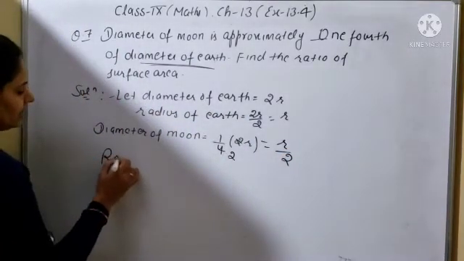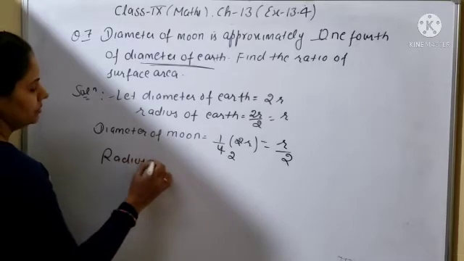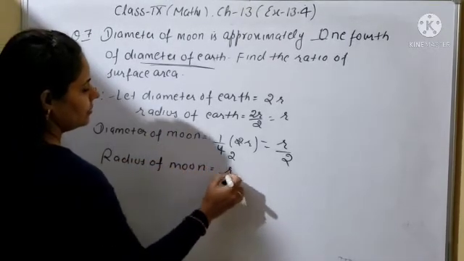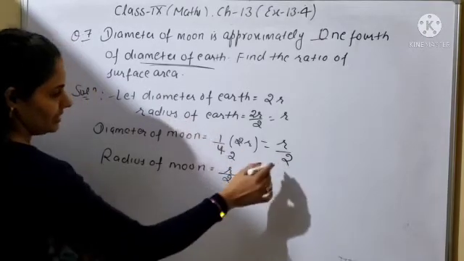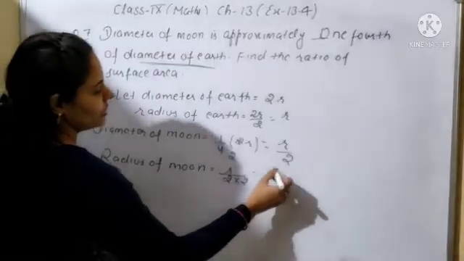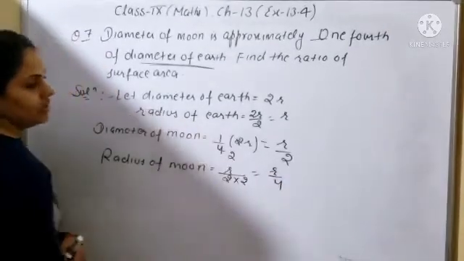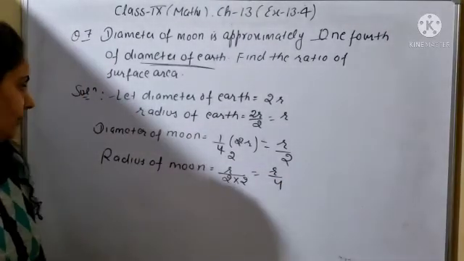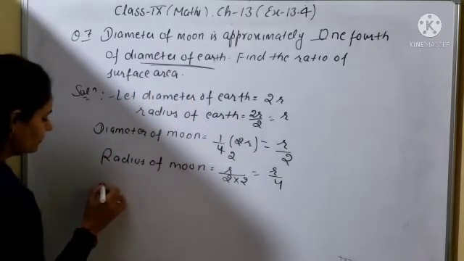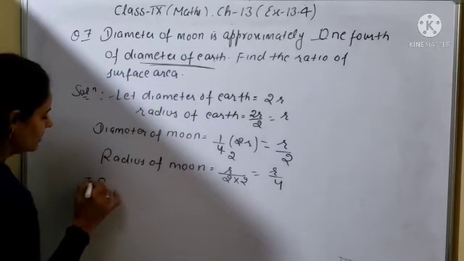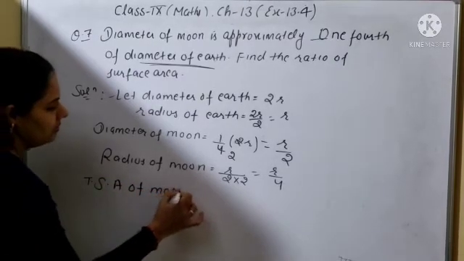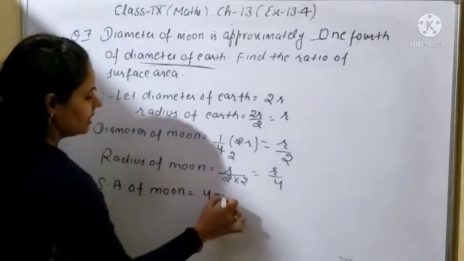So what will be the radius of moon? Radius of moon will be r upon 2, and this is the diameter, and when you are finding the radius, you will divide by 2 also. So it will be r upon 4. Okay, so this is the radius of the moon. Now find the ratio of the surface area. So total surface area of moon will be 4 pi r square.